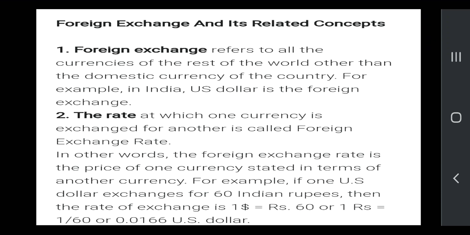So the rate at which one currency is exchanged for another is called foreign exchange rate. In other words, the foreign exchange rate is the price of one currency stated in terms of another currency. The same is the example that I have stated, that 1 US dollar is equal to 73 rupees. Then it means the rate of exchange for us is 73, that we are paying 73 rupees to purchase 1 US dollar. Okay.